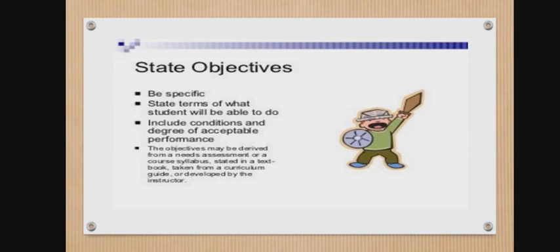Next is state objectives. When you state objectives, you must be specific. You must state in terms of what the student will be able to do and include conditions and degree of acceptable performance. The objectives may be derived from a needs assessment or core syllabus stated in a textbook, taken from the curriculum guide, or developed by the instructor.